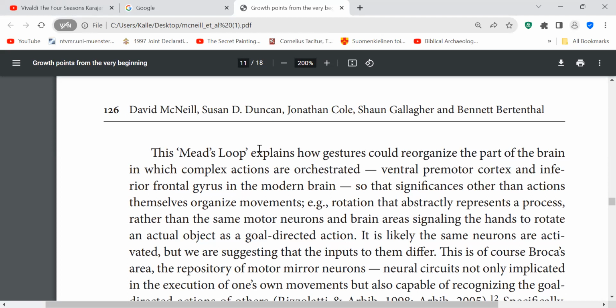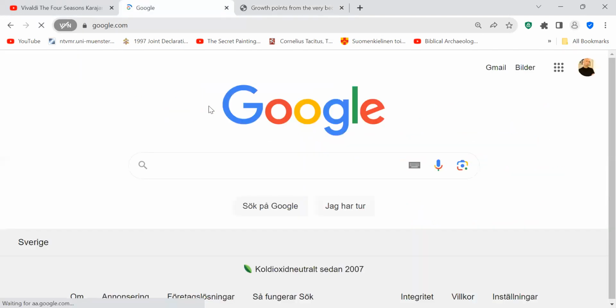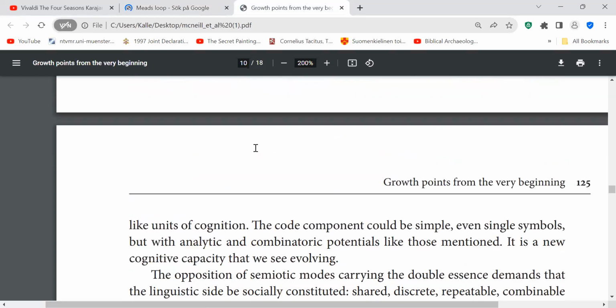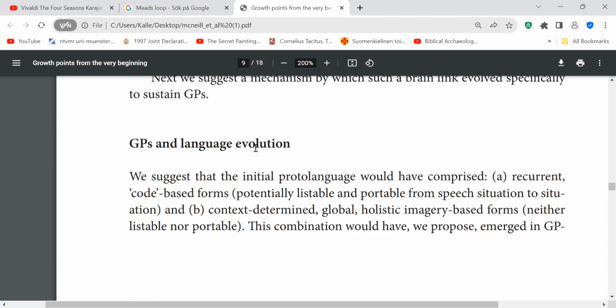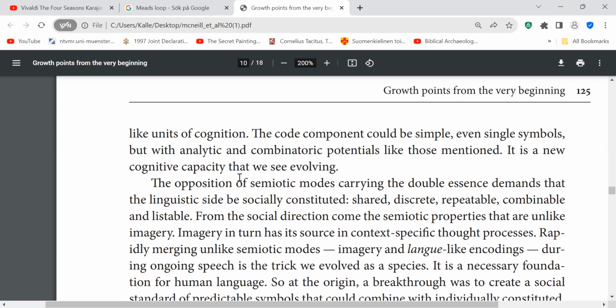It was quite a lot in one go. All of a sudden we are introduced to Mead's loop and all that. At the very beginning, we have GPs and language evolution, and the two necessarily opposing sides for there to be anything transferable or meaning. So we have the code-based forms and the context-determined, global, holistic, imagery-based forms, which are the gestures. They are not listable nor portable in the sense that they can be transferred. It's a new cognitive capacity that we see evolving. Very important.